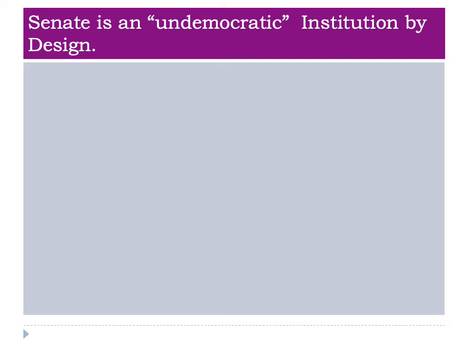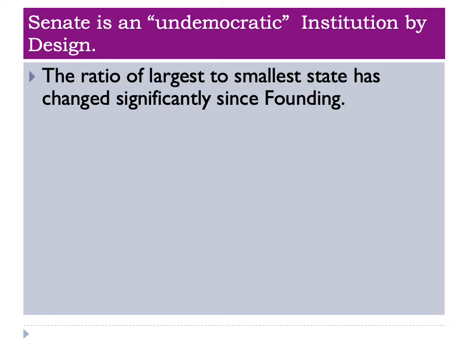Even though the Senate, by design, gives more power to states with less population, the ratio of the largest to the smallest state has changed significantly since the founding. In 1791, when you compared the largest state in terms of population, Virginia, to the least populous state, Delaware, the ratio was 12 to 1. In other words, the population of Virginia was 12 times that of the population of Delaware. Significant difference, but that's just what the ratio is.